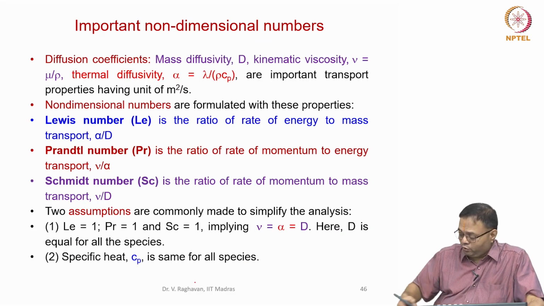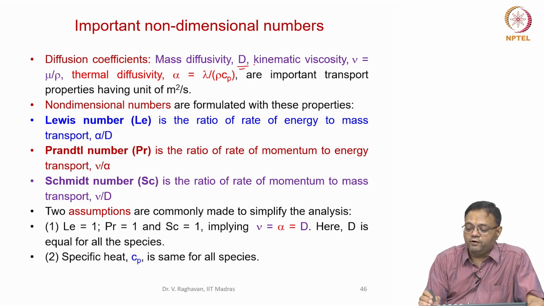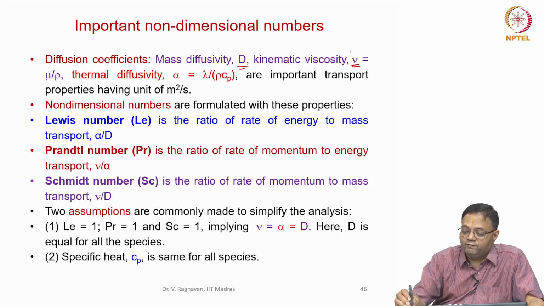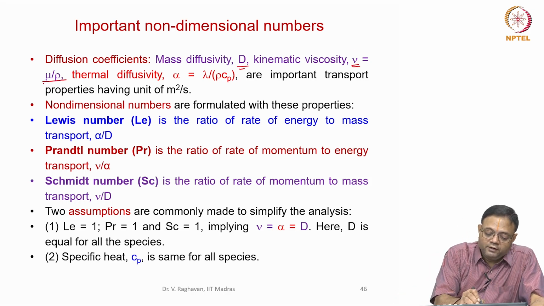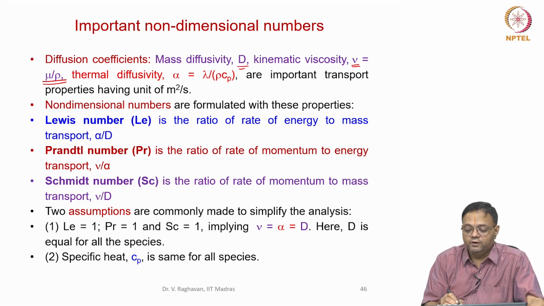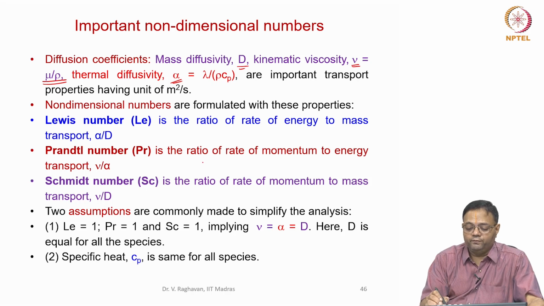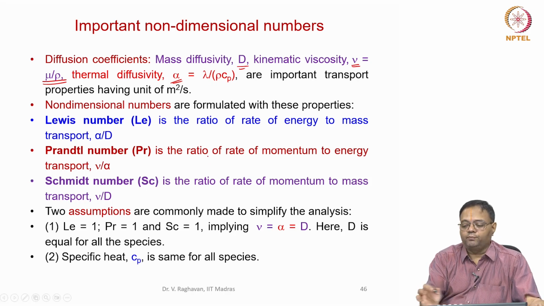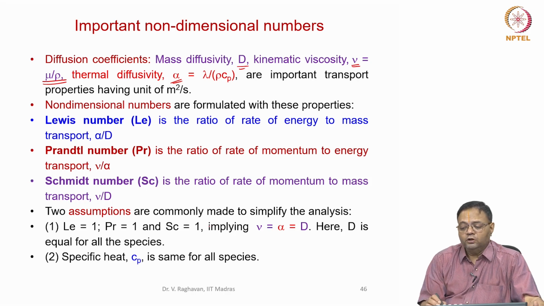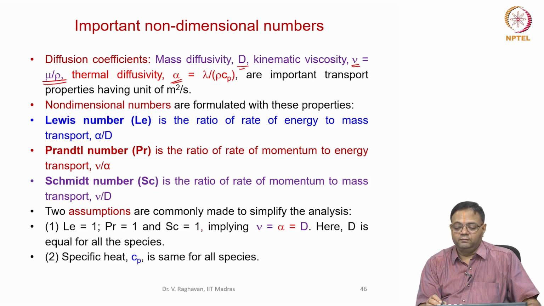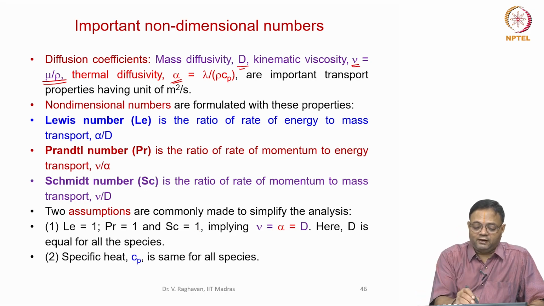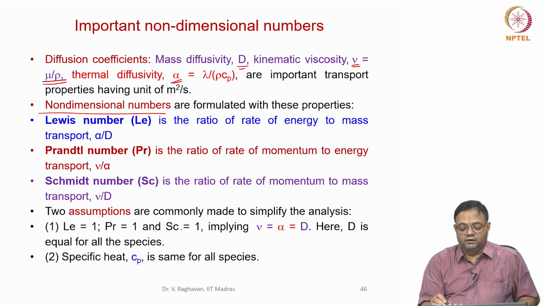Now, diffusion coefficients. Mass diffusivity we have talked about. Similarly, kinematic viscosity is nothing but the dynamic viscosity divided by the density. Similarly, alpha, the thermal diffusivity, is lambda by rho Cp. These can be calculated because all other properties are known to us. And some simplifications also can be done. So to understand the simplifications, let us understand some non-dimensional numbers.